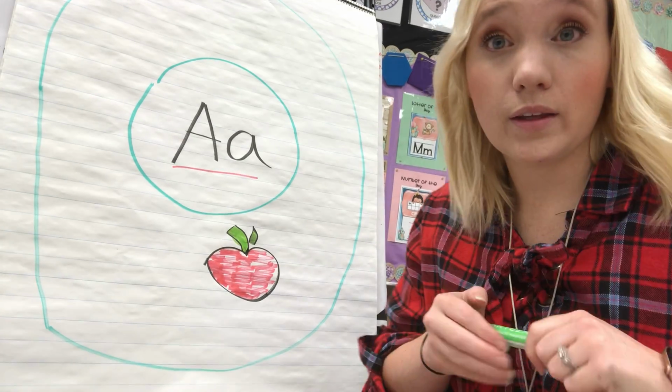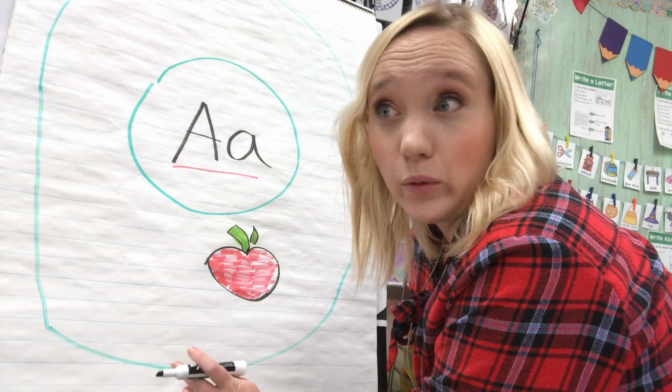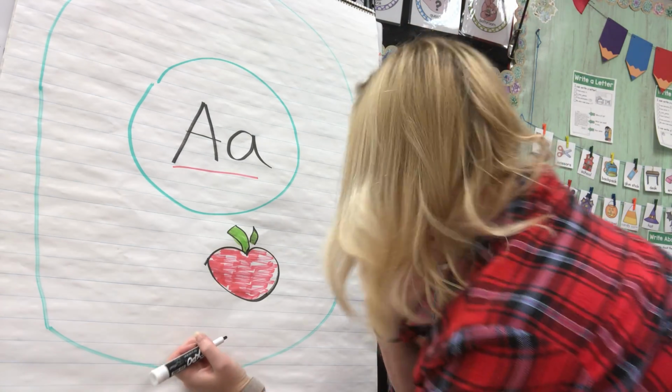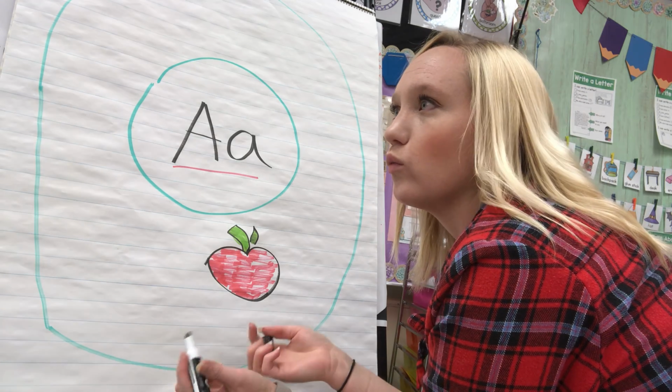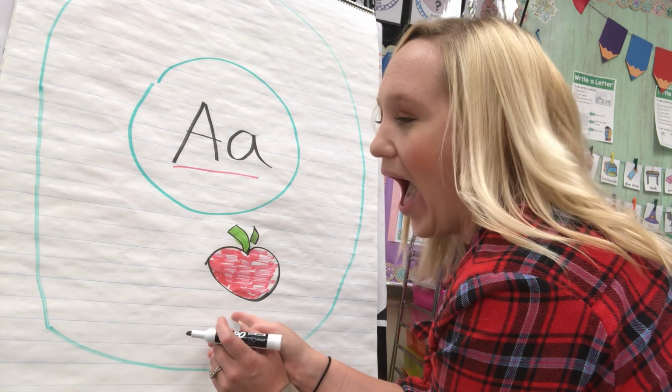Good. There's my apple. Now we are going to try and spell it. We're gonna sound it out. We're gonna stretch those sounds out. So how do you think we're gonna write the word apple? What comes first in apple? What says A?